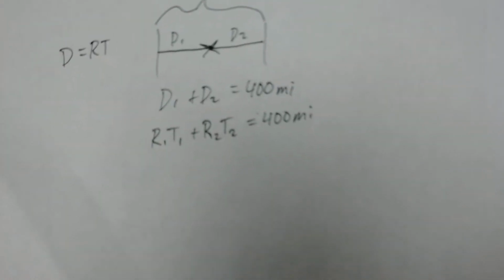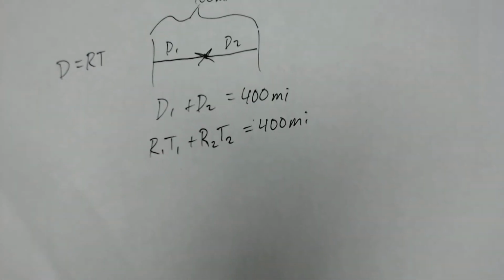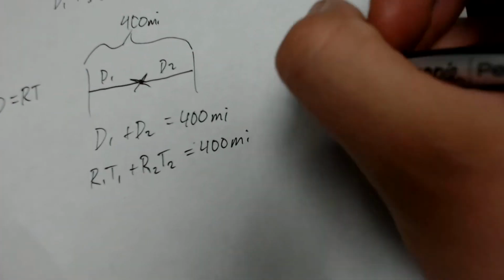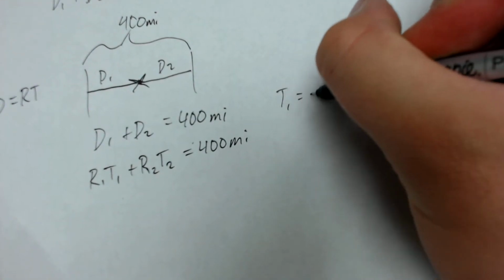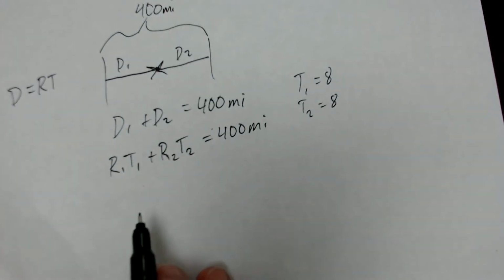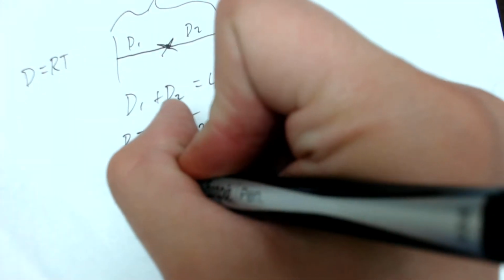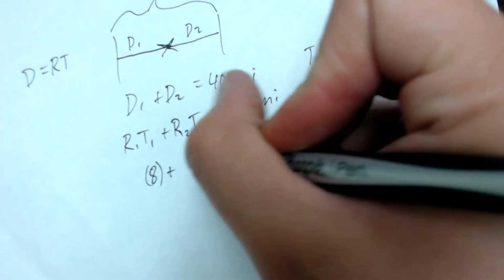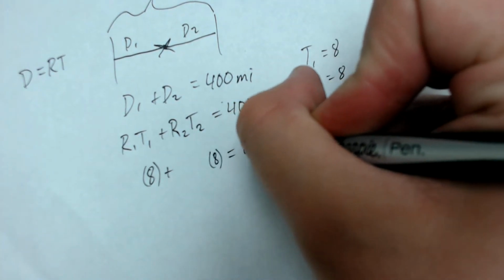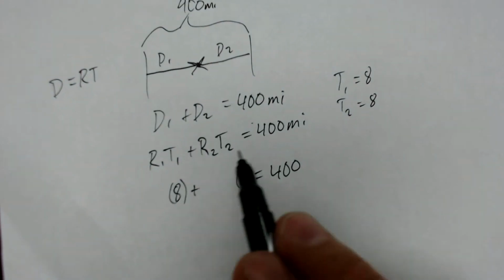So I go over here, and I'm out of focus again. So I go over here, and then I know that time 1 is going to be equal to time 2, and that time 1 is equal to 8 hours, and time 2 is equal to 8 hours. So for both of these, I can just substitute the number 8. I have 8 times something plus 8 times something is going to equal 400. Now I got to figure out what's going on with the rates.